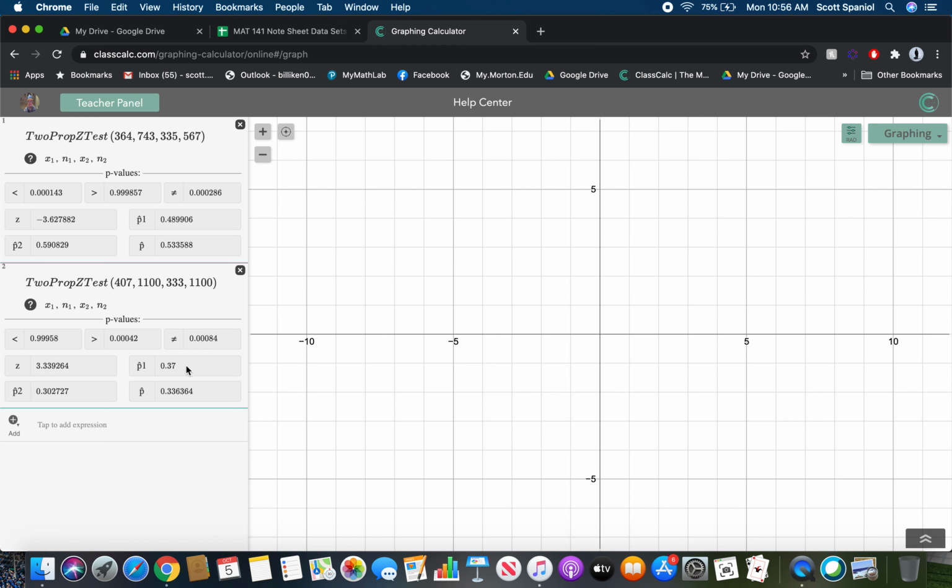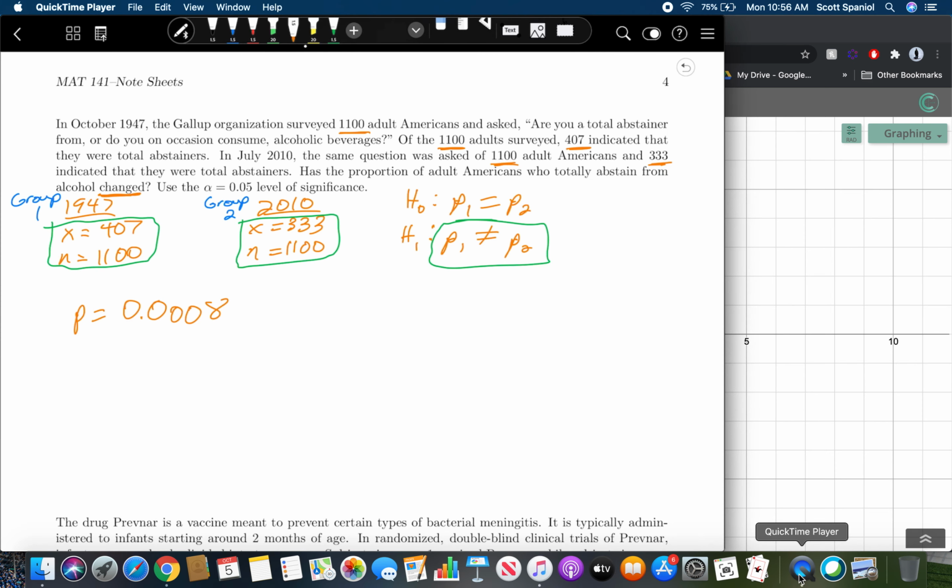So in this case, our P value for not equal to is 0.00084 if you want to add another digit, but 0.0008 is plenty low. Okay. So the question is, is that less than alpha? Alpha was 0.05, so yes, it is. So we can reject H naught, and we can write a statement affirming the alternative hypothesis.